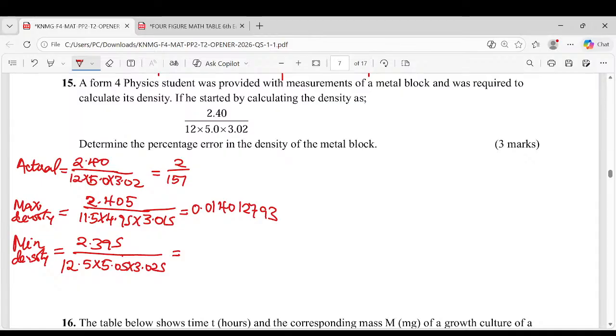This is 0.0125423 45. Then let us get what's called absolute error.